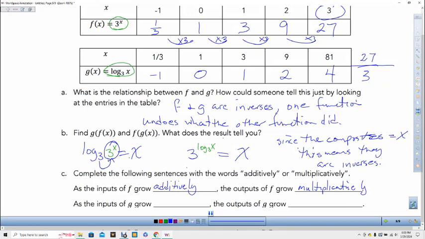And when we're looking at the g of x, what do we know? As the inputs of g grow, 1/3, 1, 3, 9, and then of course we would have the 27 in here, and then the 81. It's going to be multiplied by 3 each time, so multiplicatively. The outputs of g, -1, 0, 1, 2, 3, 4, additively.